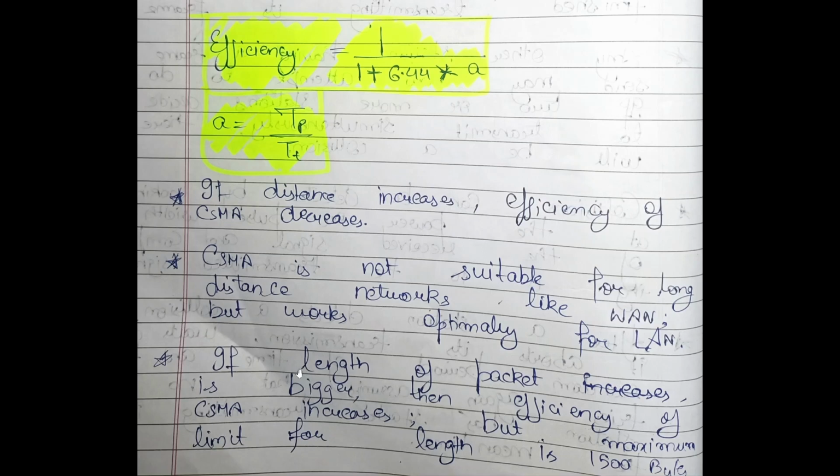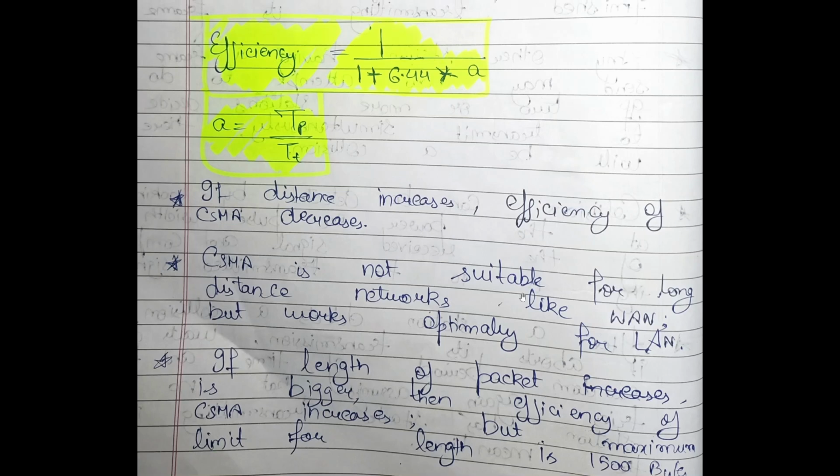If the length of the packet is bigger, then the efficiency of CSMA increases, but the maximum limit of length is 1500 bytes. It's bytes, yes, not bits, it's bytes, all right.